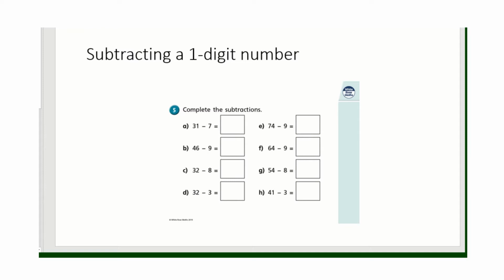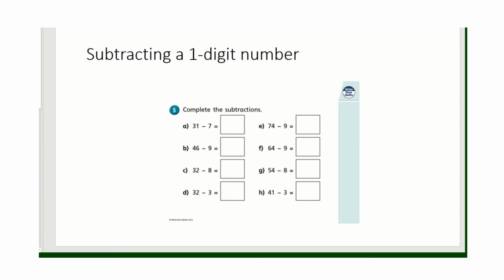Let's have a look at one where we take away 9. Of course, 74 subtract 9. Now I know 9 is nearer to 10. So I could take 10 and add 1. That's one strategy, look, 74, 64, and I just add 1, so I'd get 65. I could also count back 73, 72, 71, 70, 69, 68, 67, 66, 65. So I'll get the same answer.